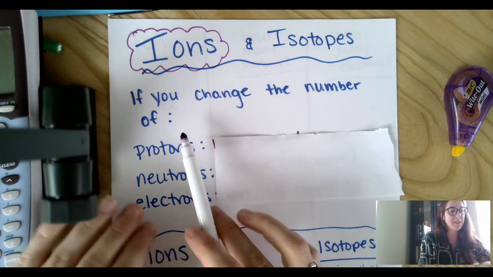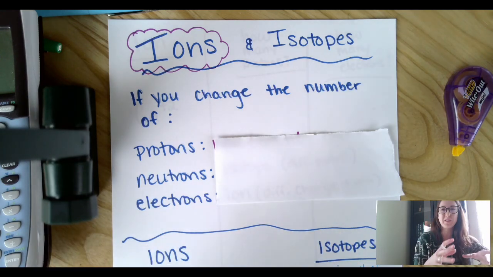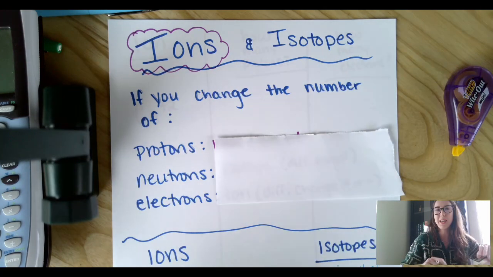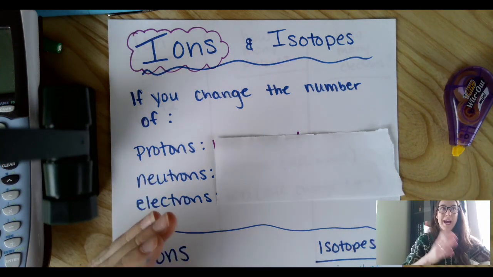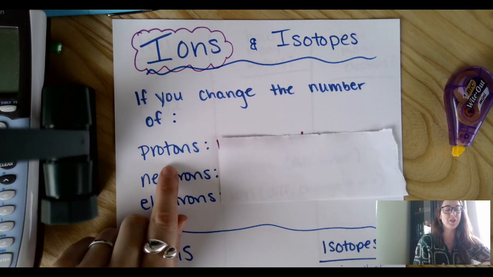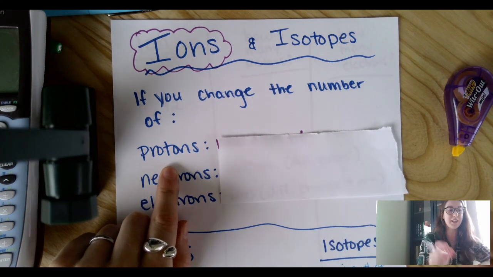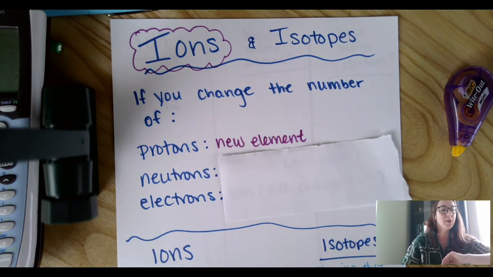I want to talk about this topic here on if you change the number of, because it's going to be a lot of words thrown at you, and if you can keep this concept at the forefront of what you're doing when you're doing atoms, ions, isotopes, then it's going to help you out a lot. If you change the number of protons for an element, then you have gotten yourself a new element, okay? Remember, if you remember my last video, protons are the identity of an element, okay?